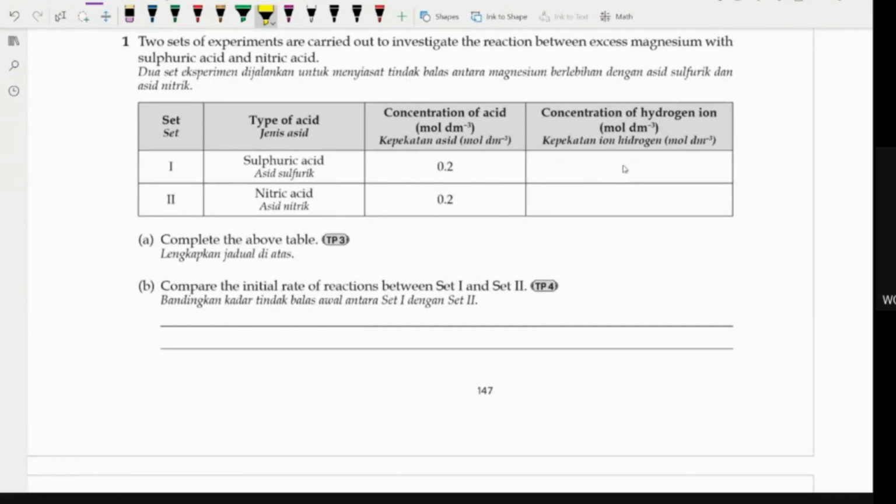Okay, will you say same? Okay. Any other answer? Is it the same? The concentration of the hydrogen ions in the sulfuric acid, is it the same, 0.2 or different, class? Okay, different, Janice. Okay, so if you say different, what is the value?